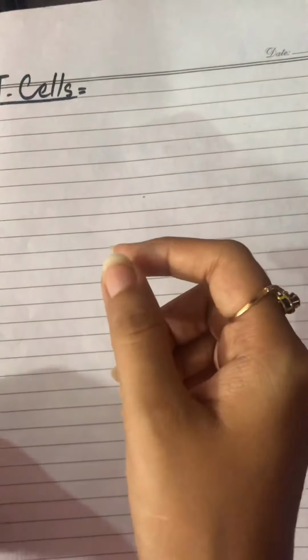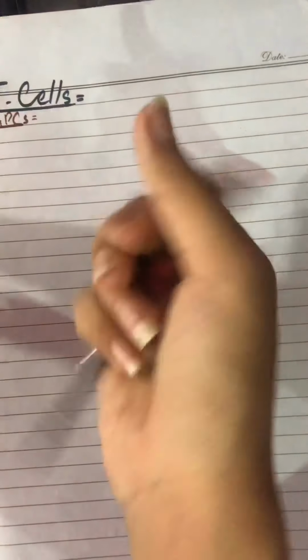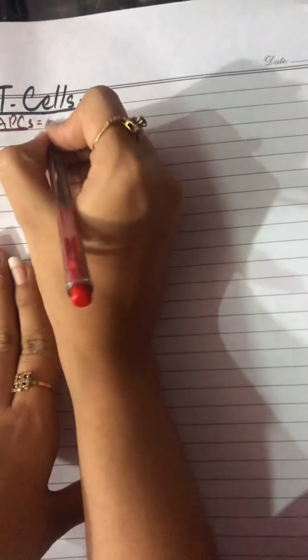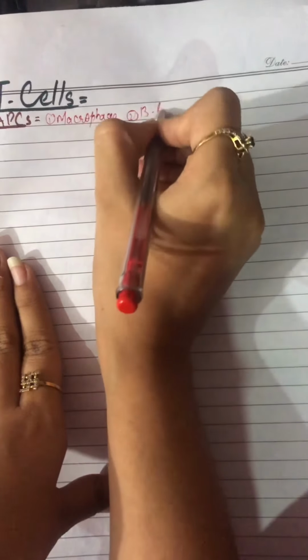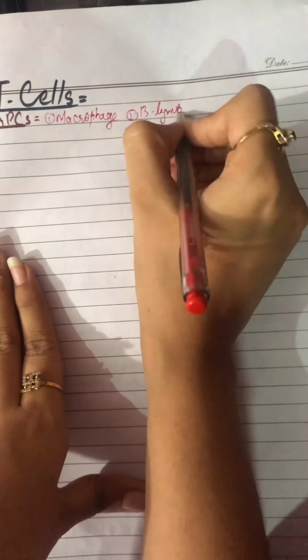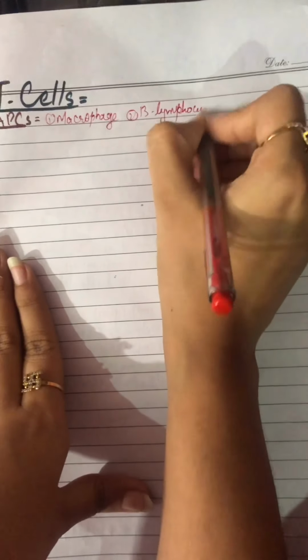Now let's discuss what are APCs, or the antigen presenting cells. There are basically three antigen presenting cells. The first one is our macrophage. The second one is our B lymphocytes. And the third one is our dendritic cells.